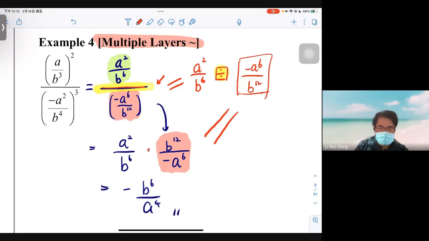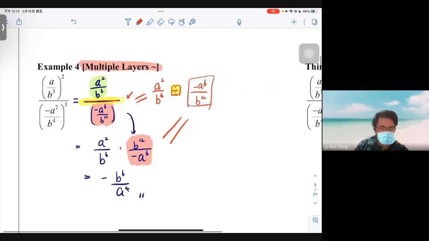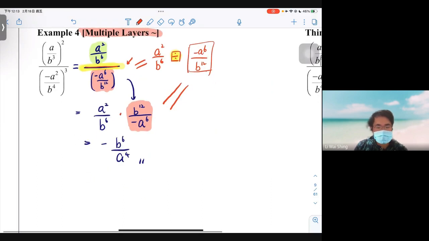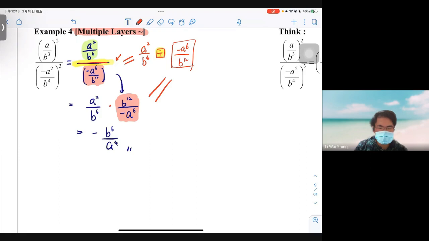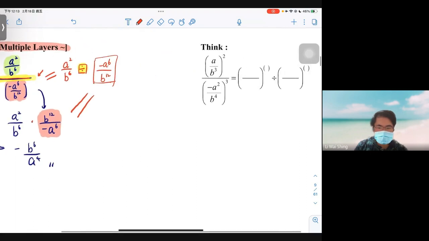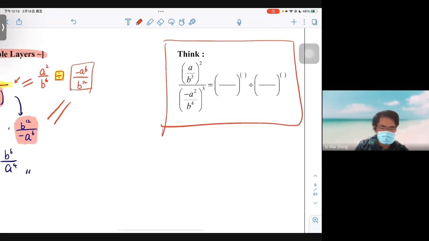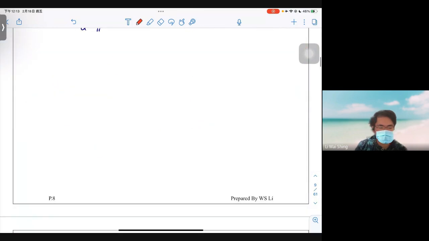Okay, so you get the answer. All right. Okay, so when you see multiple layers, you can try to do this. Okay, so I've just given you a hint here. You change the longest line to become the divide sign. Then you can finish the rest of the question.